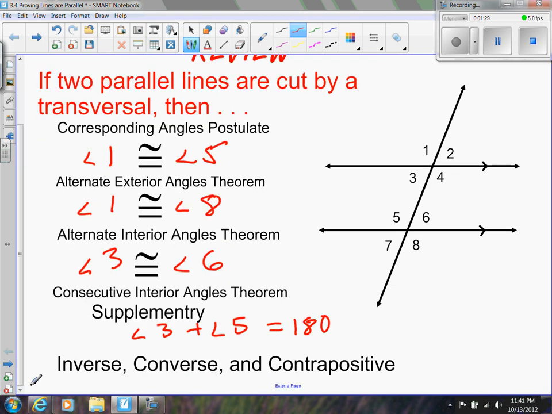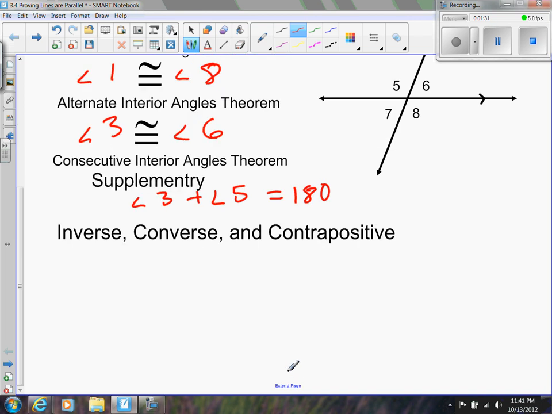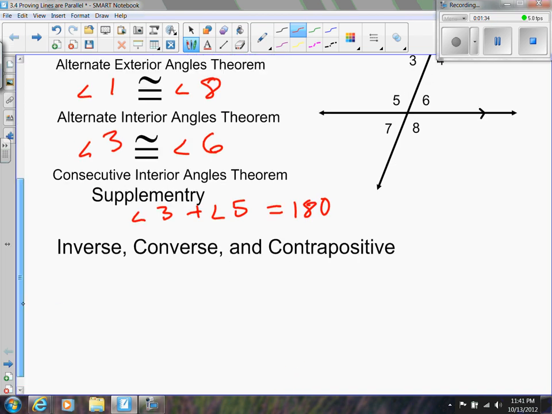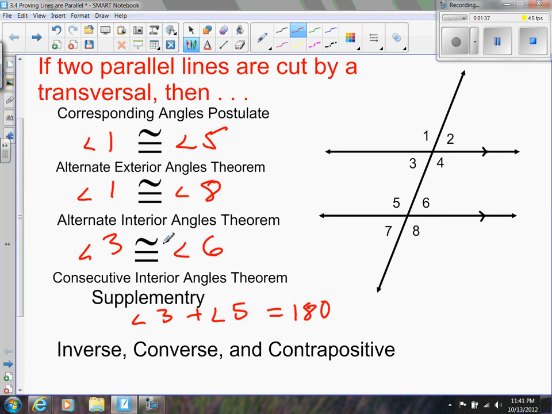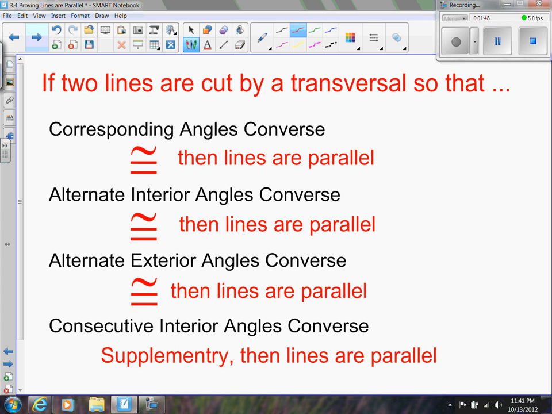Okay. Now, if you remember, we talked about inverse, converse, and contrapositive. And in this case, the converse, when we flip the order of the theorem's hypothesis and conclusion, is basically true. So we have our new theorems for today, which are going to be the converse, where if two lines are cut by a transversal so that corresponding angles are congruent, then the lines are parallel. So last section, the lines had to be parallel, and we knew the angles were congruent. Now, if we know the angles are congruent, then the lines are parallel.